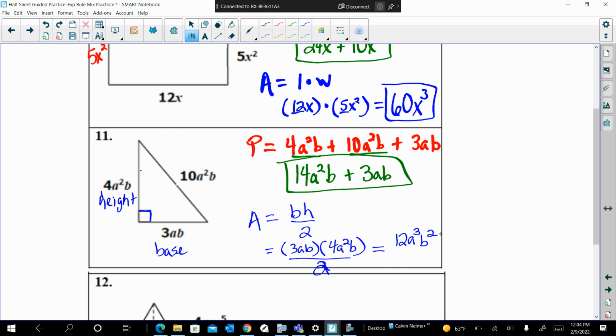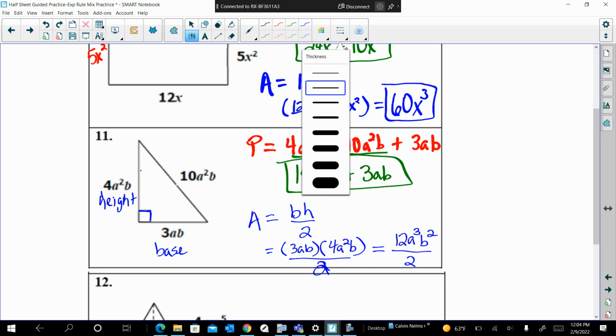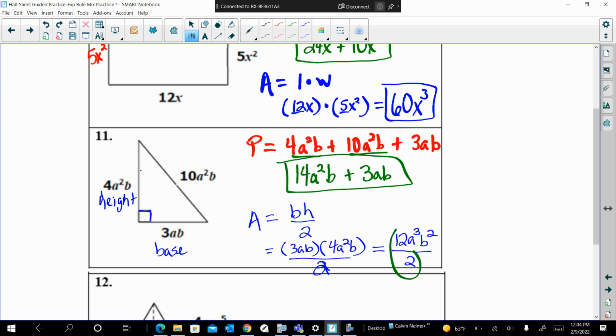Questions on that step? You multiply the numbers, you add the exponents. Now that is written over 2. And then this can be simplified. What do we get here? Because you can simplify 12 divided by 2. That we can reduce. So your final answer is 6a cubed b squared.